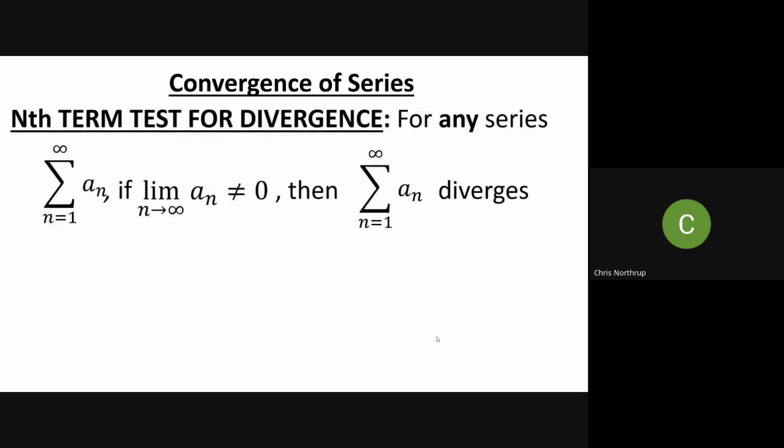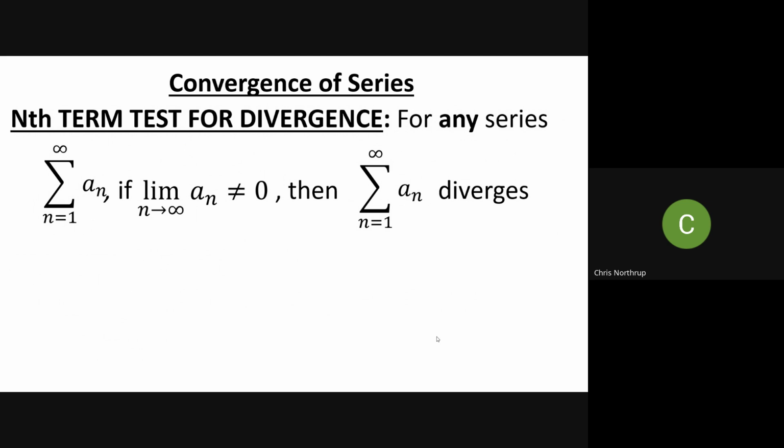The second test is called the nth term test for divergence. I cannot stress that part enough. Divergence. This only works to show that a series diverges. You can never, ever, ever use this to show that a series actually converges. It doesn't work that way. It can only show that it diverges. So your series will either converge or it will diverge. If you can show that it diverges, then you don't have to show that it may or may not converge.